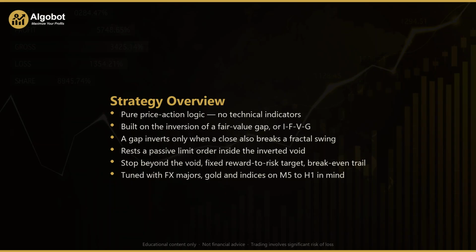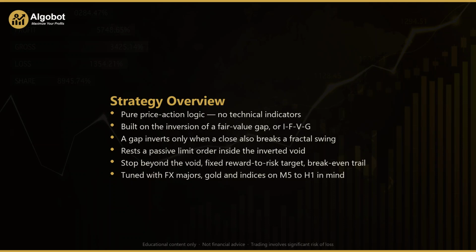At the heart of the strategy is the fair value gap. A fair value gap is a three-candle imbalance, where a fast middle candle leaves behind a small untraded void on the chart. Most price action methods treat that void as support or resistance that holds. This strategy does the opposite. It waits for the void to fail.